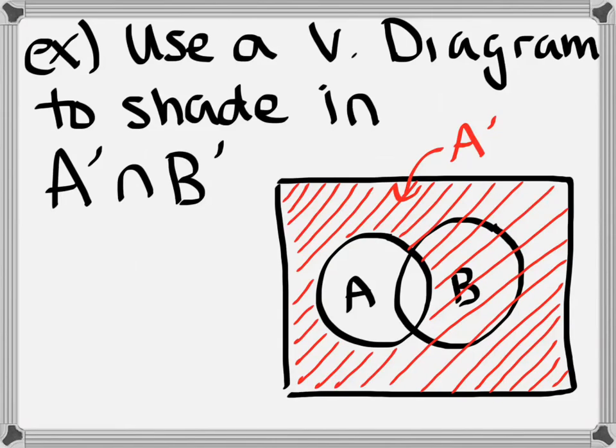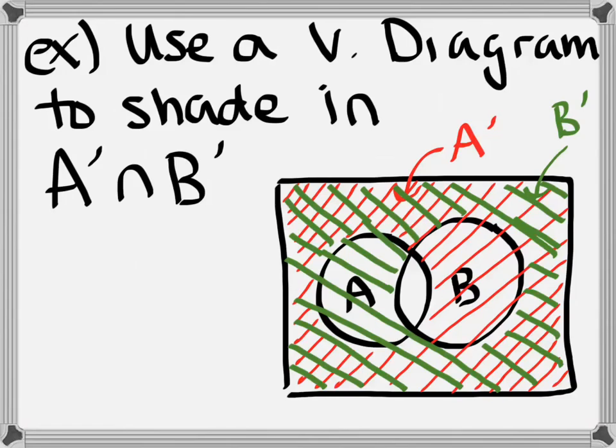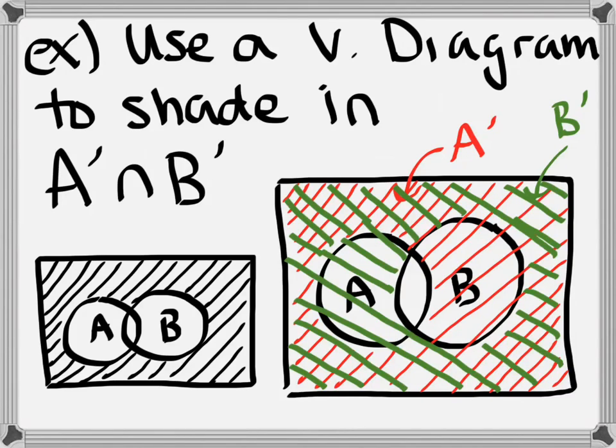I now want to shade in B complement, so B complement is everything outside of B, which I'll do in green. And now I want to look at their intersection. So this is what shaded region they have in common, meaning the intersection will be where I have both green and red. We can clean this picture up a bit and represent A complement intersect B complement in the following way.